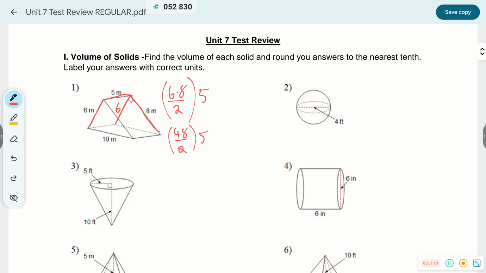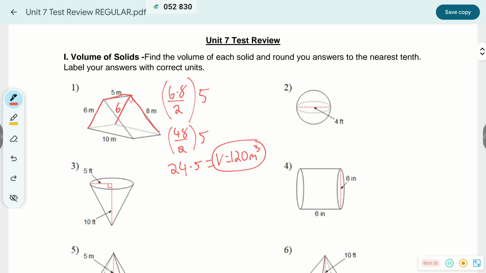48 divided by 2 is 24. 24 times 5 equals the volume, which is 120. 120 meters cubed. So that is the volume of this.